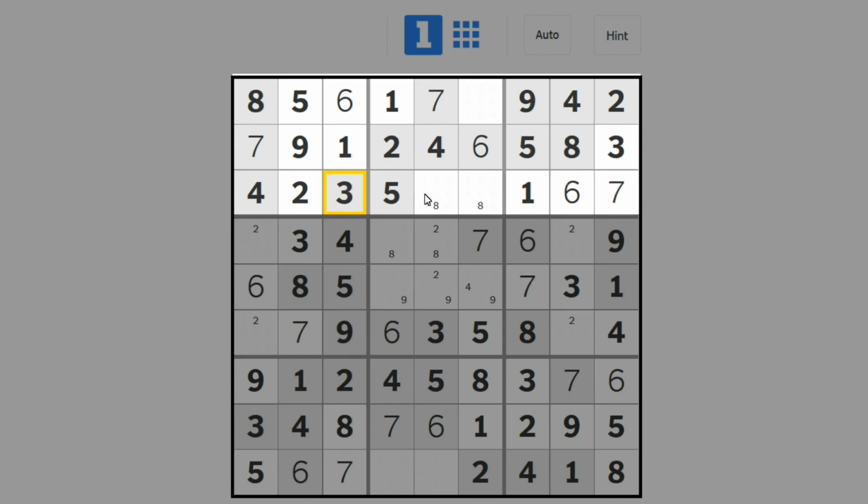The number 3. All right, we have a 3 in the bottom. We have a 3 in the middle. So we need a 3 at the top. Number 4 we have. Number 5 we have. Number 6 we have. Number 7 we have. Number 8 is missing. And number 9 is missing.